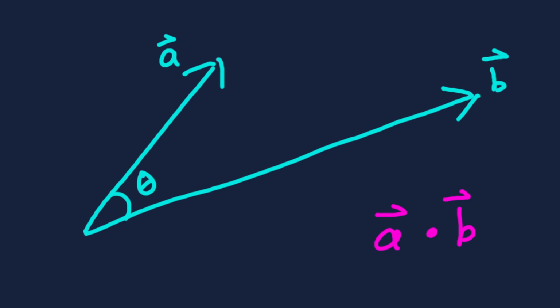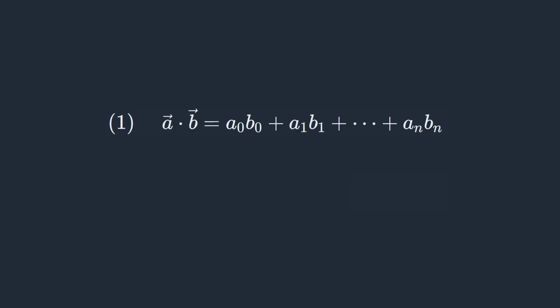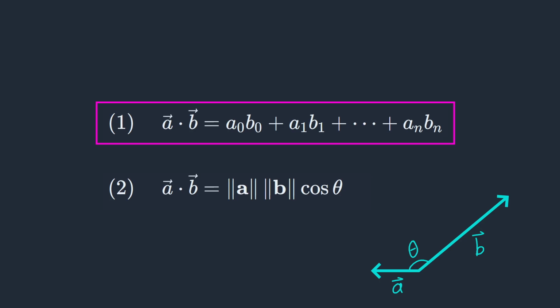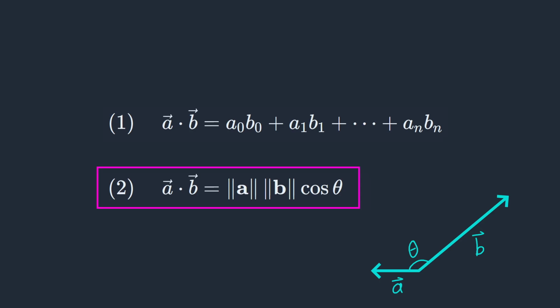The dot product is a commonly used operation in game development. It has two equivalent definitions. For any two vectors with the same number of components, their dot product is defined as the sum of the products of their corresponding components, or the product of their magnitudes and the cosine of the angle between them. We'll label these definitions 1 and 2 for reference.